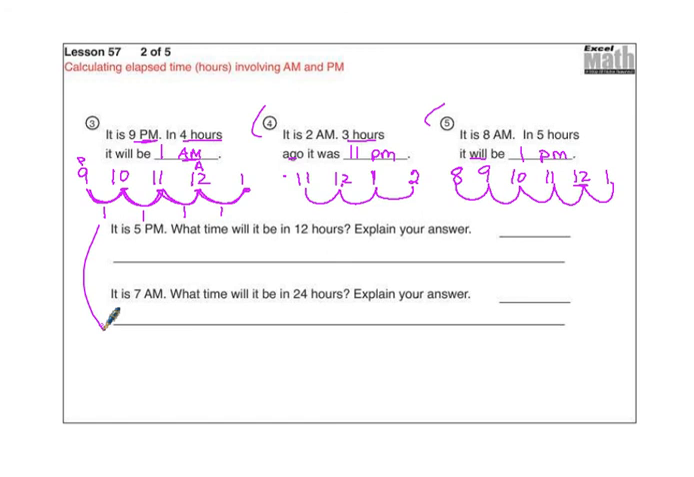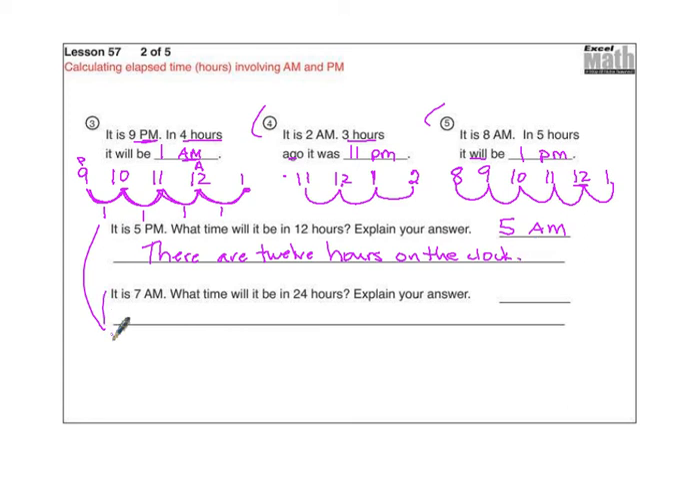Okay, it's 5 PM. What time will it be in 12 hours? Explain your answer. Well, there's 12 hours on the clock. So the answer is going to be that it's going to be 5 AM. I would say there are 12 hours on the clock. So it goes right back to where it was before, only it's 5 AM instead of PM because 12 hours later you're switching from the post-meridiem into the ante-meridiem.